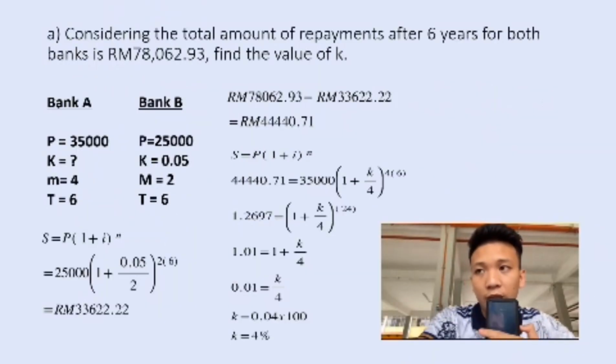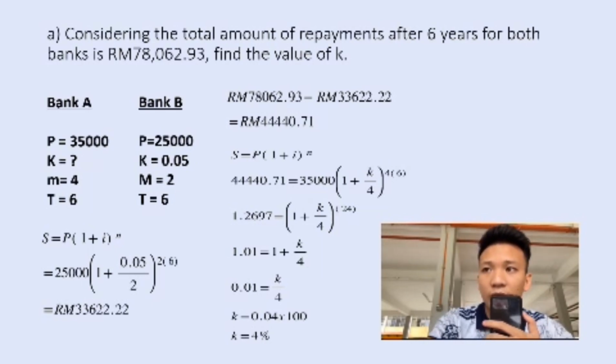Part A, Question A. Mr. Rizal, the owner of a local manufacturing company, is considering taking out a 60,000 loan to expand his business. He borrowed 35,000 from Bank A and the balance from Bank B, each with different compounding methods. Based on the question, Mr. Rizal borrowed 35,000 from Bank A and 25,000 from Bank B. So for Bank A, the principal is 35,000, and for Bank B, the principal is 25,000.